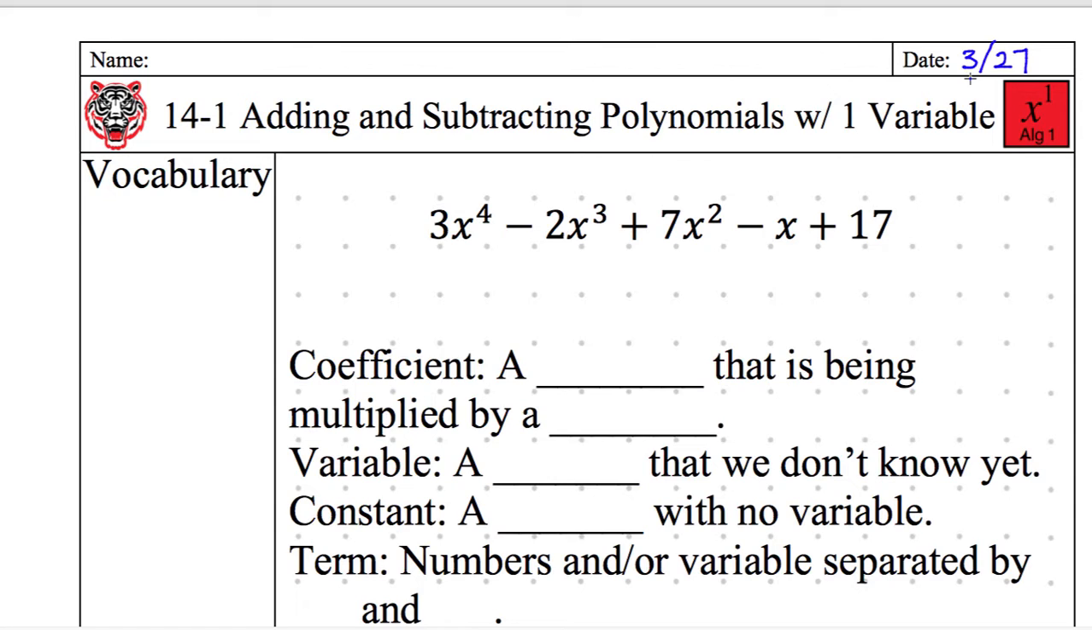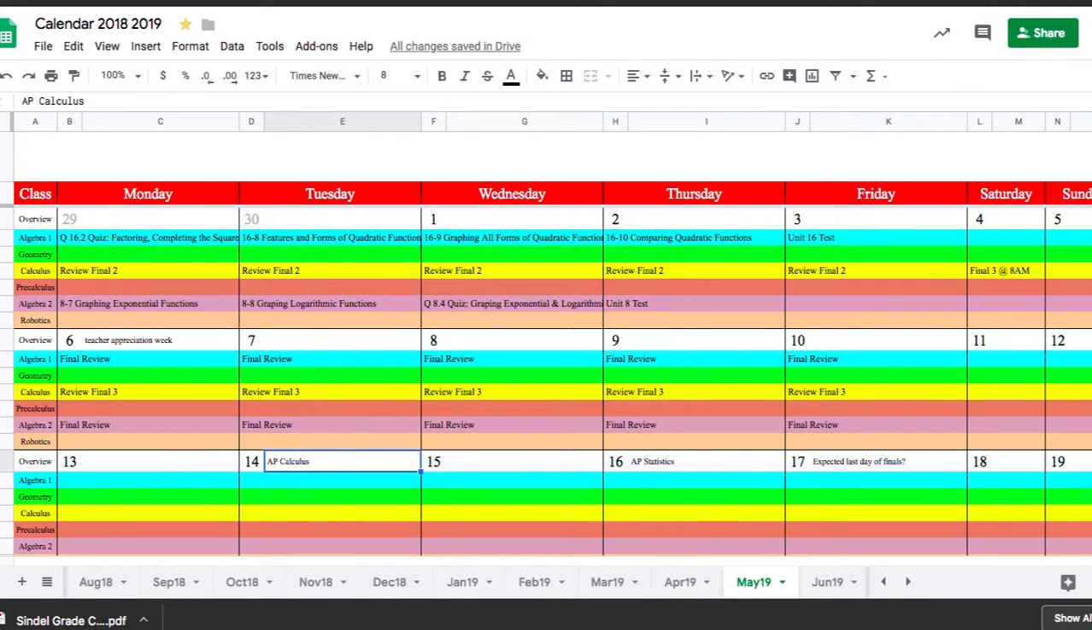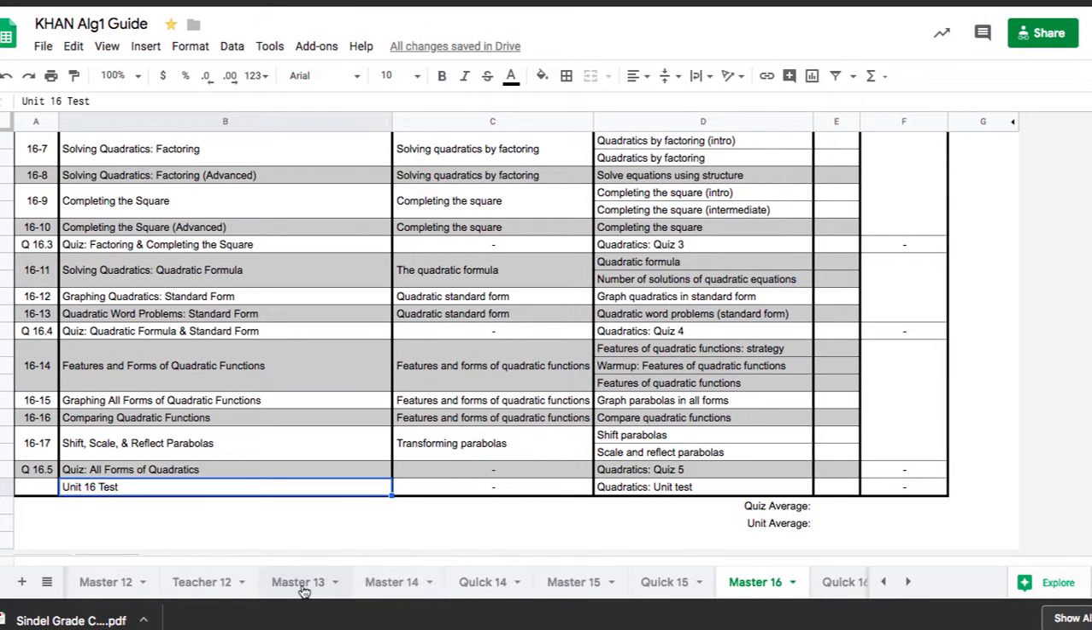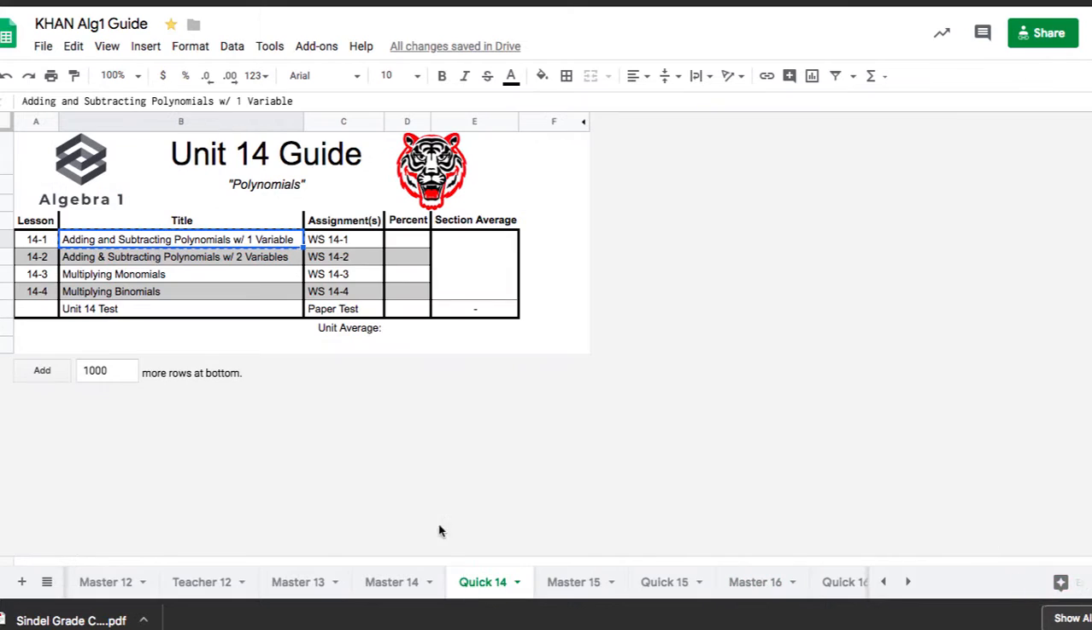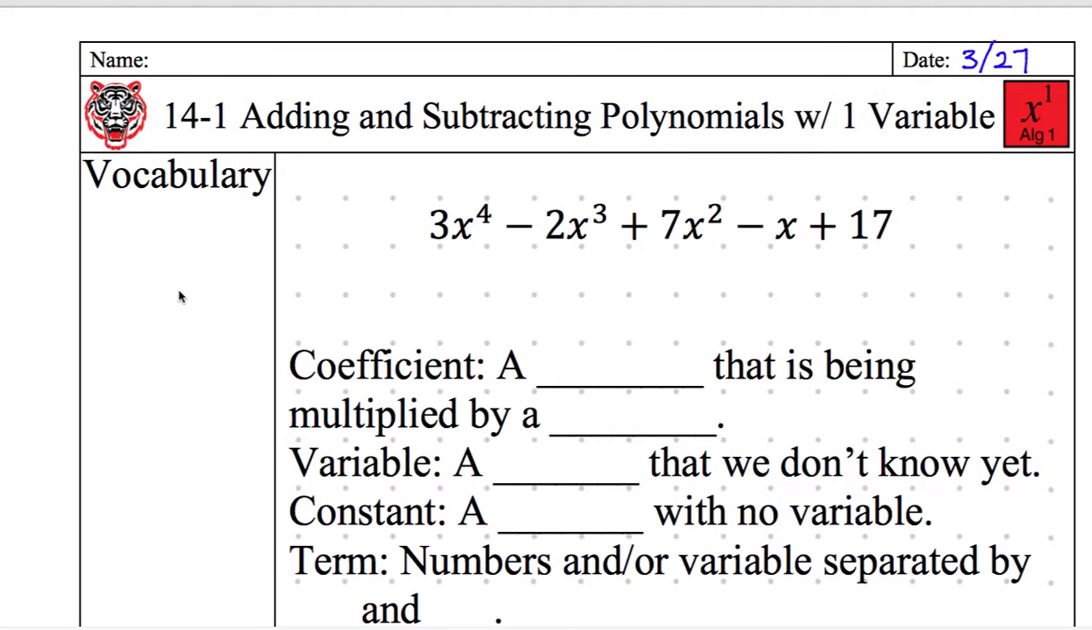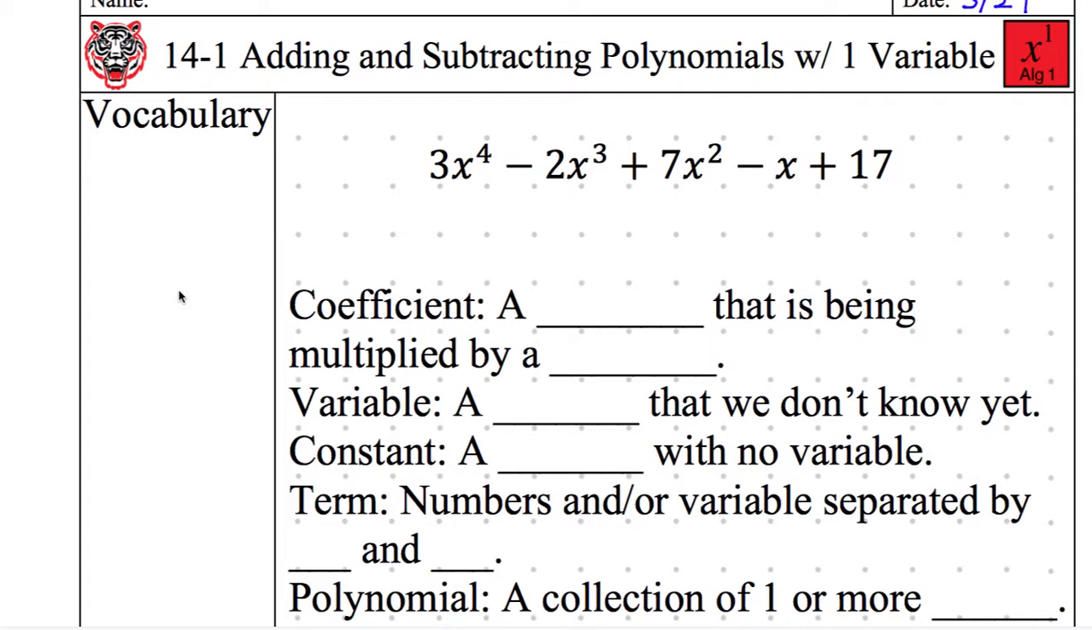All right, so just a quick review on our unit guide. Our unit guide has been shortened. We are on a quicker version of Unit 14. We have 5 lessons. We're just doing one variable. Tomorrow we're doing 2 variables. Then we're going to be multiplying, done. So today I want to get through a lot of vocabulary.